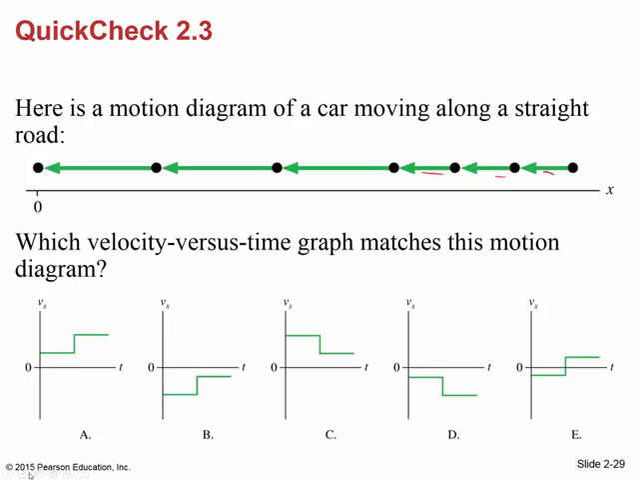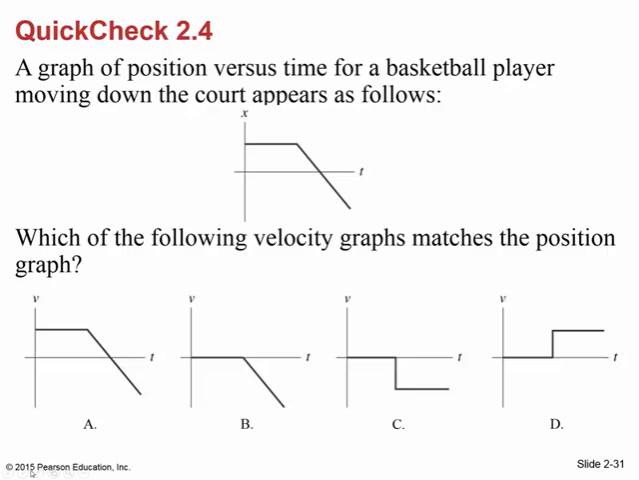Okay, so which one do you think this one would be? All right. It would be D, because notice it's negative. You say, how do you know it's negative? Because the final is less than the initial. Okay? All right.